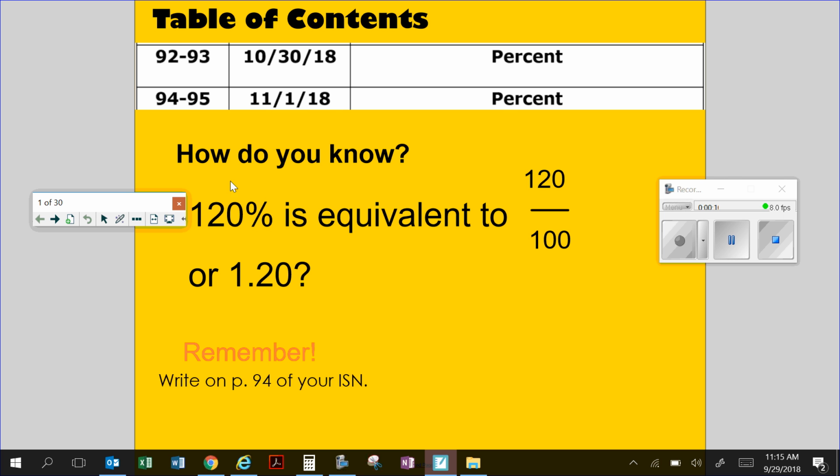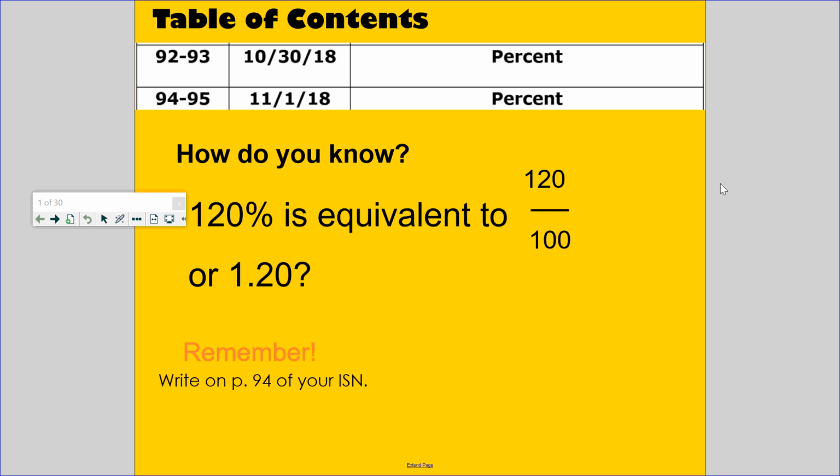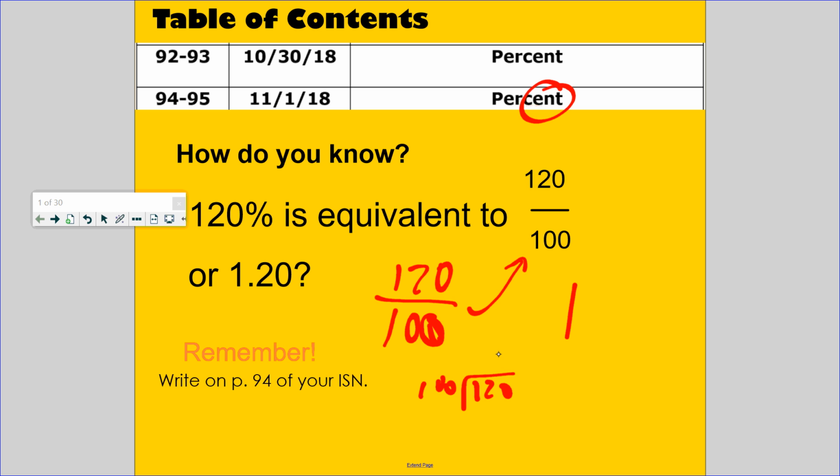So in here, how do you know that 120% is equivalent to 120 hundredths or 1 and 20 hundredths? Well, first of all, what is percent? Percent is anything per 100. Cent means per 100. And how many hundreds go into 120? One time. So if I divide 120 by 100, it goes in one time. You have 20 left over. So that's where you get 1 and 20 hundredths.